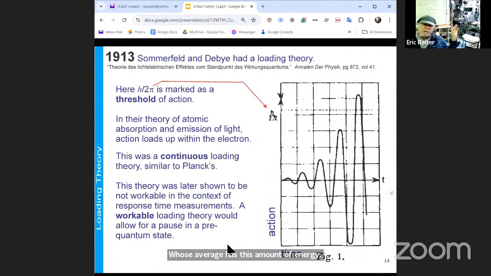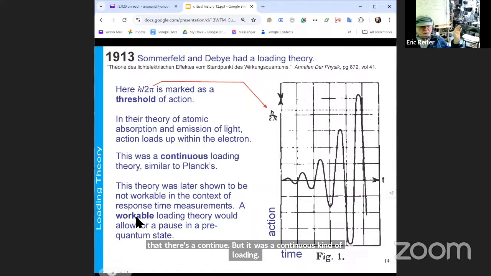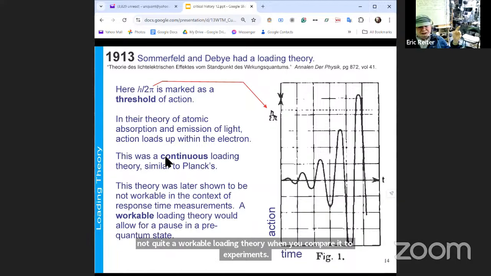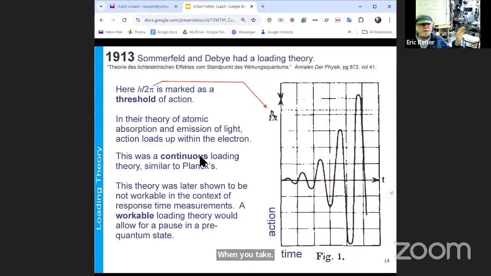So other great physicists explored this idea about a loading up of kinetic energy in the electron, but it was a continuous kind of loading. And it's not quite a workable loading theory when you compare to experiments, when you take this detail of continuous loading. So we'll point that out.